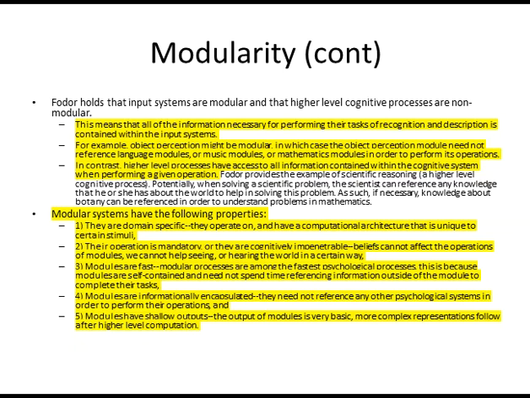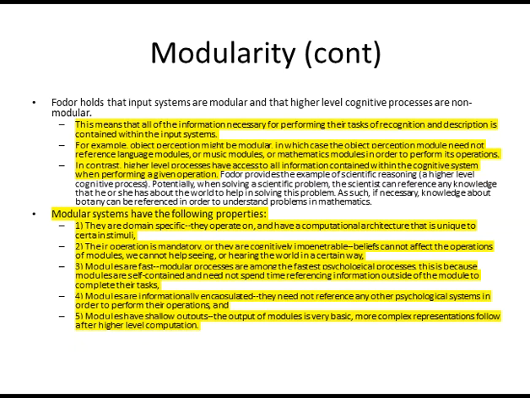Modular systems have the following properties. One, they are domain specific. They operate on and have computational architecture that is unique to certain stimuli. Two, their operation is mandatory, or they are cognitively impenetrable. Beliefs cannot affect the operations of modules. We cannot help seeing or hearing the world in a certain way. We're locked in that module.